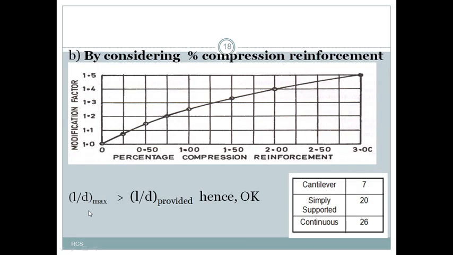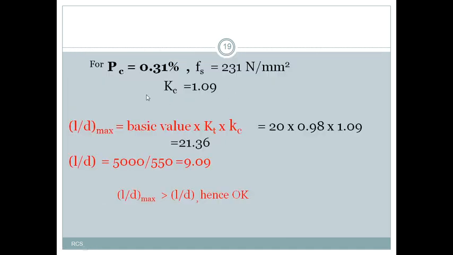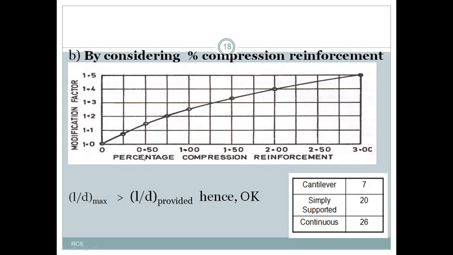Next, by considering the percentage of compression reinforcement, we have to calculate the modification factor Kc. Kc can be calculated with respect to 0.31 percent. Here we have 0.25, and here we have 0.31 percent. If I project this onto the curve, I get a value somewhere well below 1.1, so I will take 1.09. So my modification factor for compression is 1.09 and the modification factor for tension is 0.98.